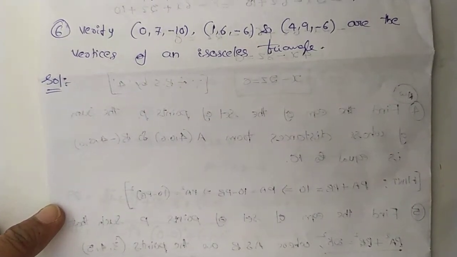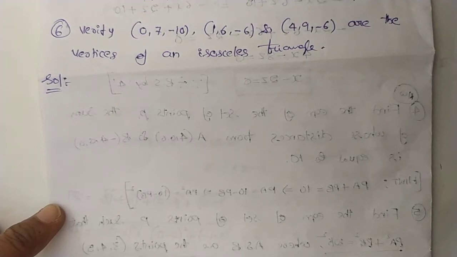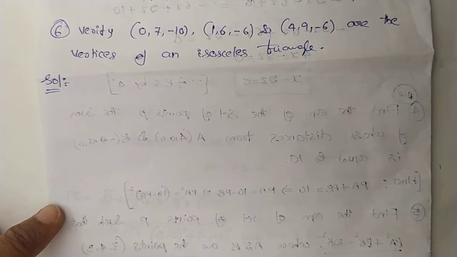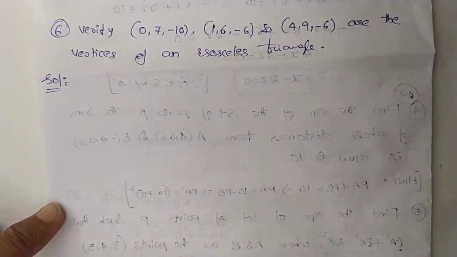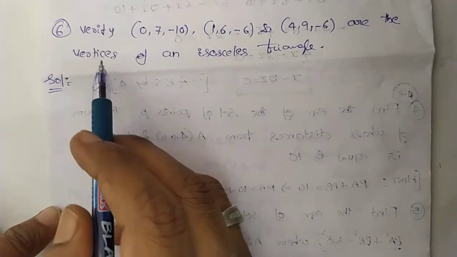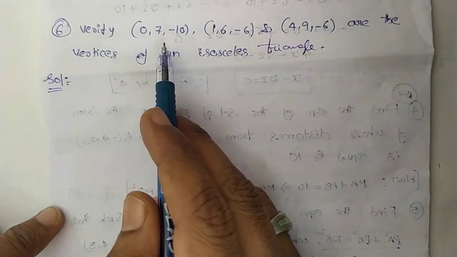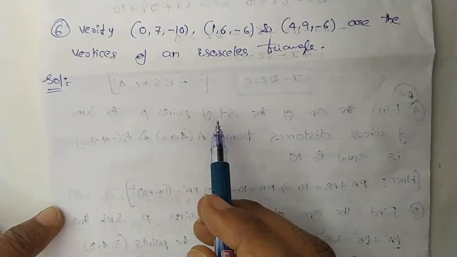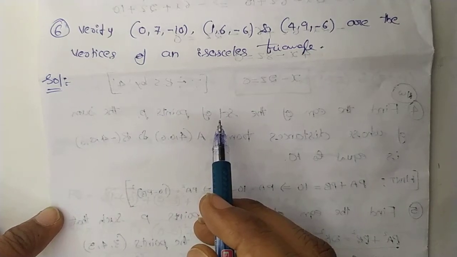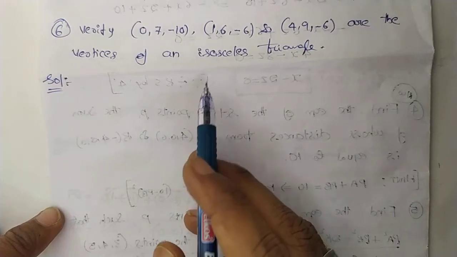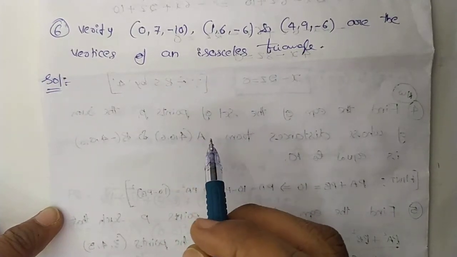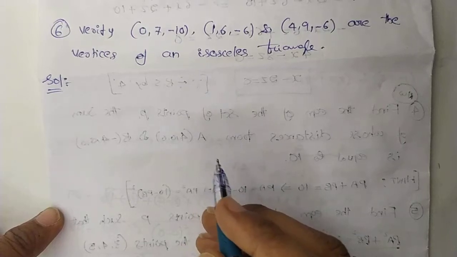In our previous class, we derived the distance between 2 points in three-dimensional space. Now we will continue the class. Here we have the question: verify that (0, 7, -10), (1, 6, -6) and (4, 9, -6) are the vertices of an isosceles triangle. We have to verify that these 3 points are the vertices of an isosceles triangle.